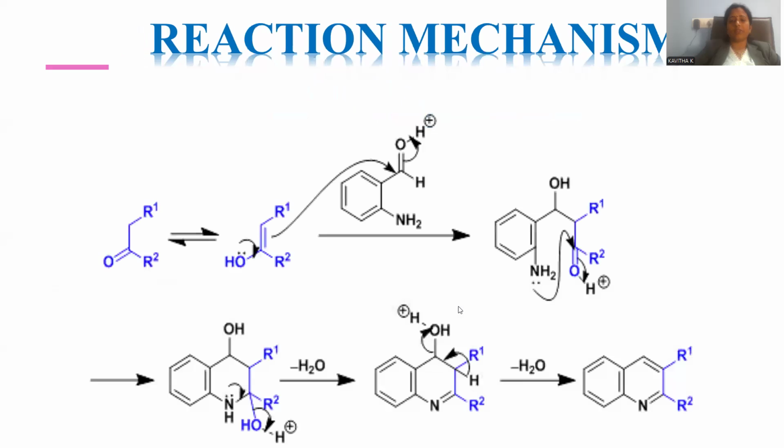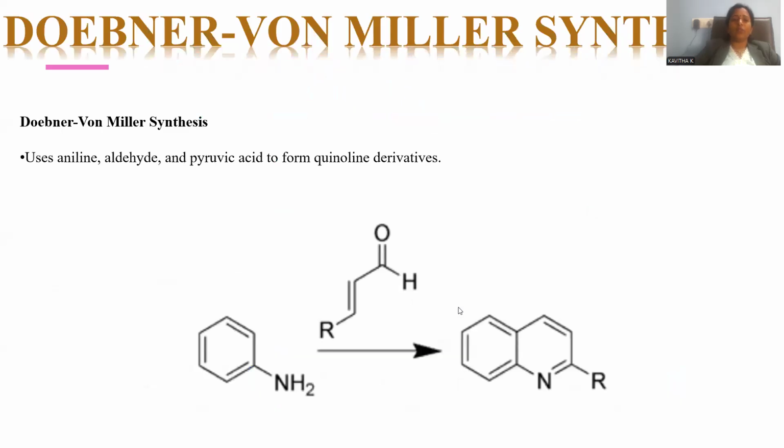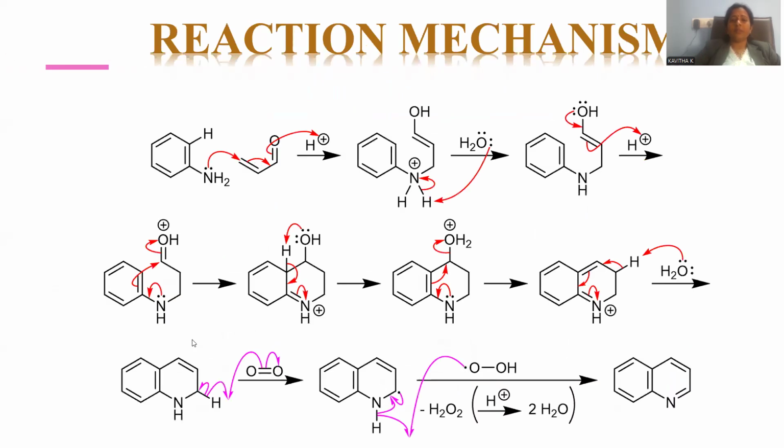Friedlander synthesis of quinoline. Let me go for Doebner-von Miller synthesis. Doebner-von Miller synthesis uses aniline as a starting material, an aldehyde, and pyruvic acid. Pyruvic acid is treated with this aniline, giving rise to quinoline as the final product. In order to accomplish this reaction, there are multiple stages involved, so that the final product quinoline will be originated.